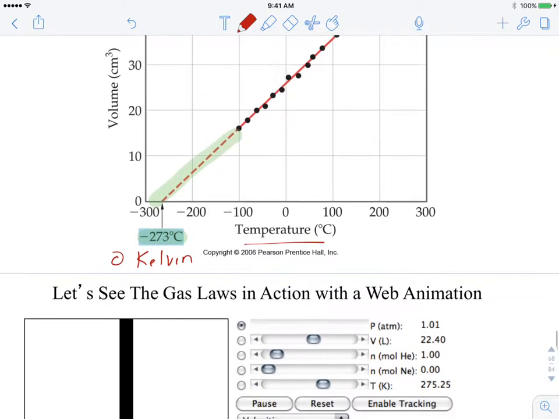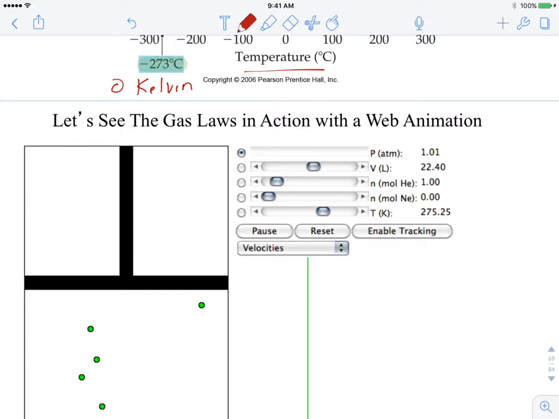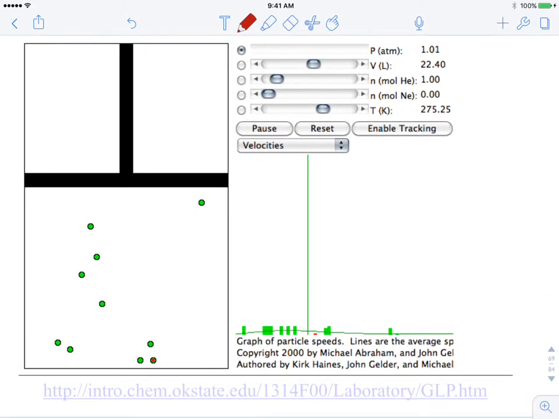So what we'll play around with tomorrow is this: let's see the gas laws in action with a web animation. It doesn't work on the iPad, so we have to do it on a computer. Hopefully our computer in our room will actually load this and we won't have some Java mess on our hands. This shows you what happens. If you want to try this at home, here's the web link down here.